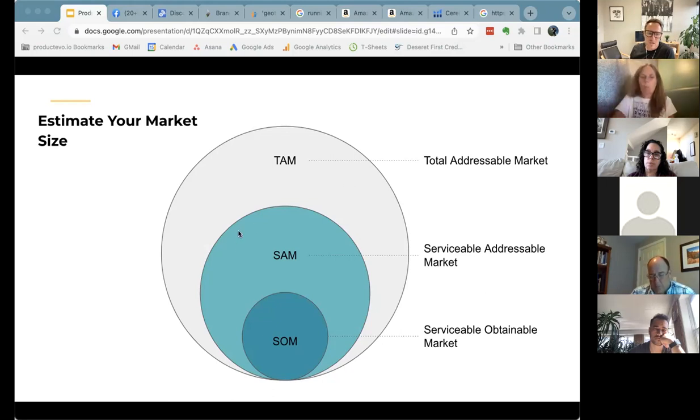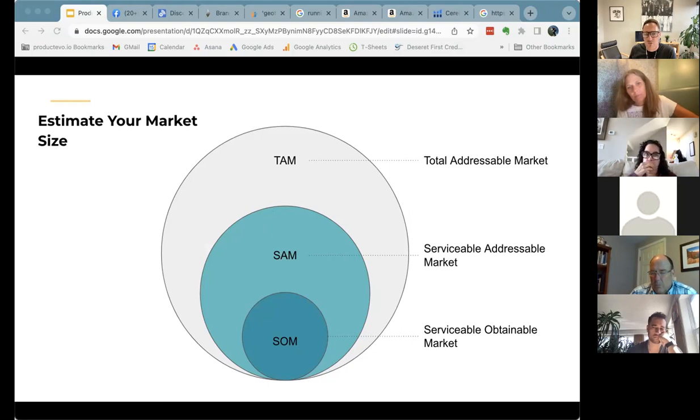So next up we have the serviceable addressable market. These are people within the total market that might care about your unique solution. As we've been talking about niche today, this is what we mean by niche. These are people within the total addressable market that share some common pain point. And that's what we're looking for as our market potential there.